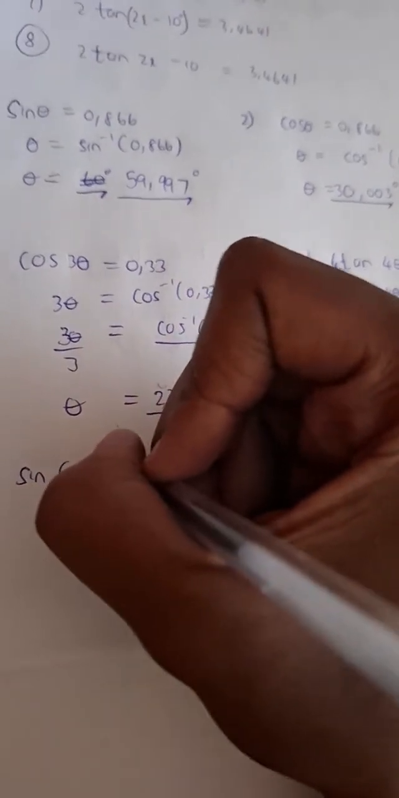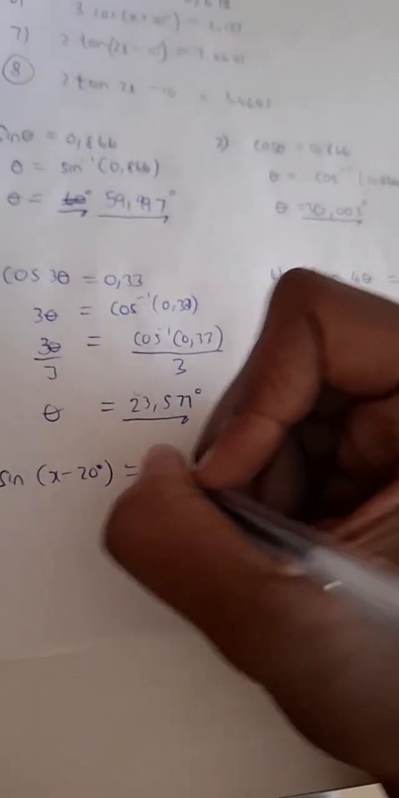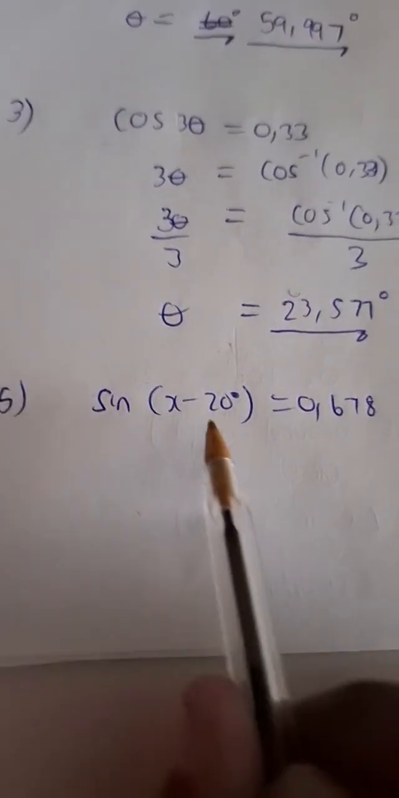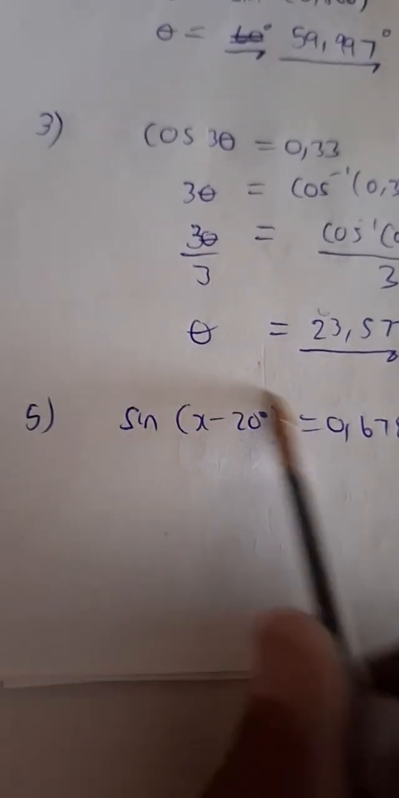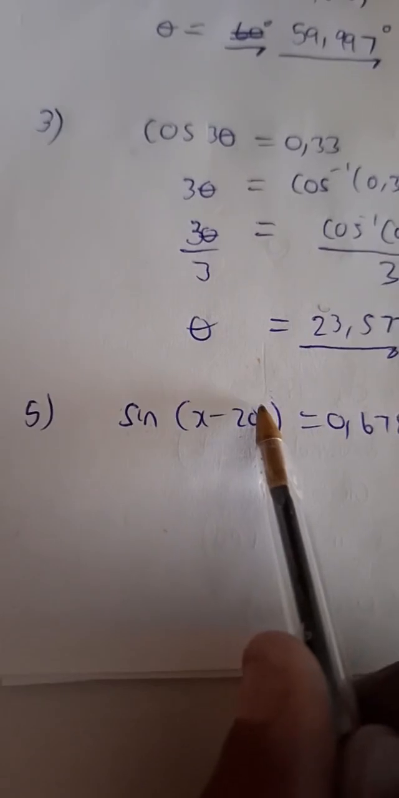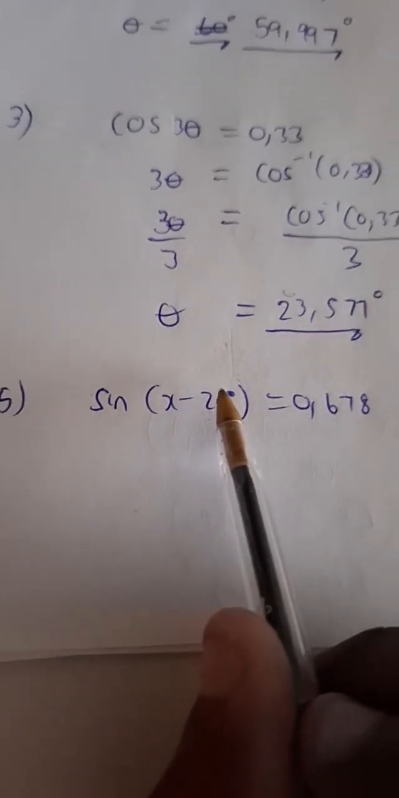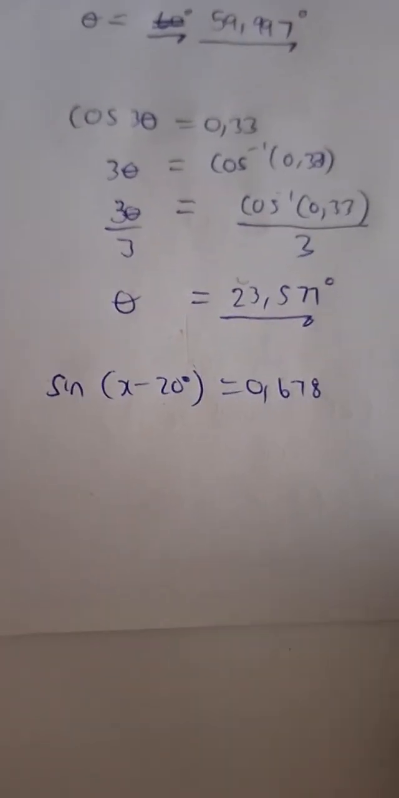All right, number 5. Sine of x minus 20 degrees is equal to 0.678. Now we have a trig ratio. Then here in brackets, we have what we refer to as a compound angle. Very important.